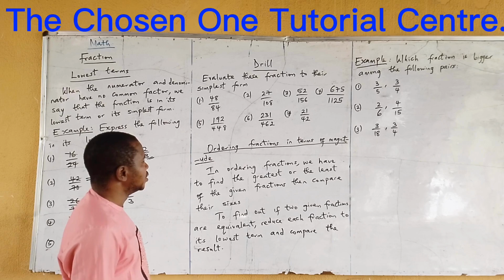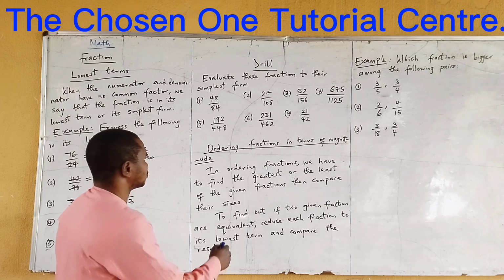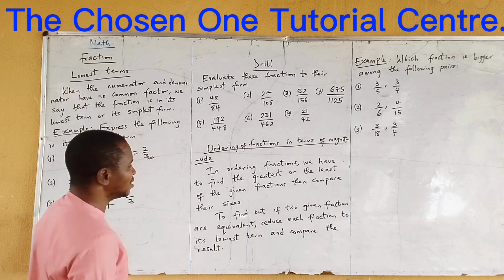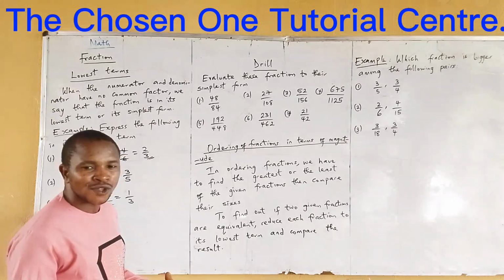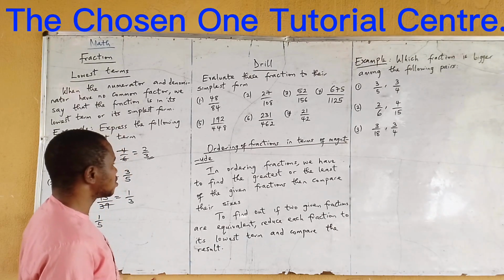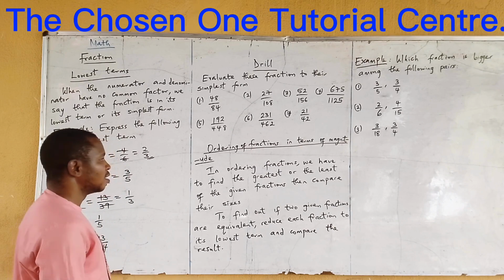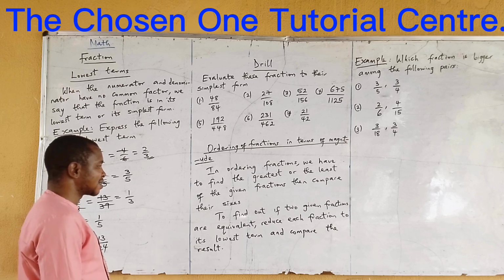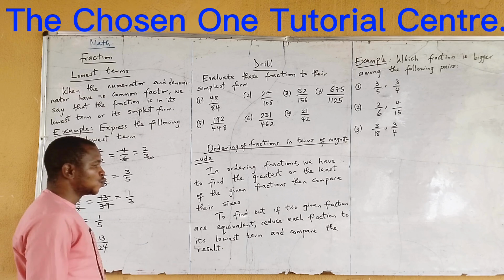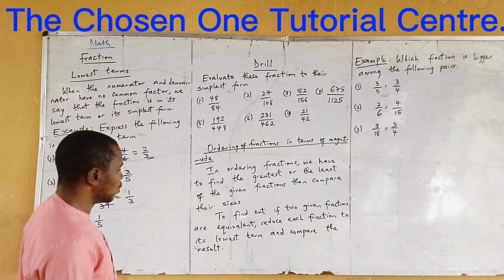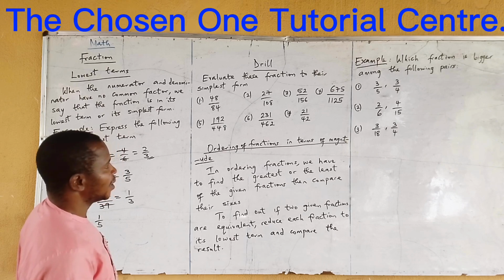Let's proceed further to ordering of fractions. Ordering of fractions in terms of magnitude. That means in terms of size. In ordering fractions, we have to find the greatest or the least of the given fractions, then compare their size. To find out if two given fractions are equivalent, reduce each fraction to its lowest term and compare the results.